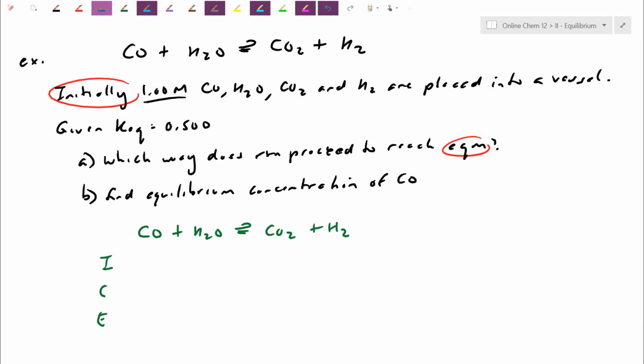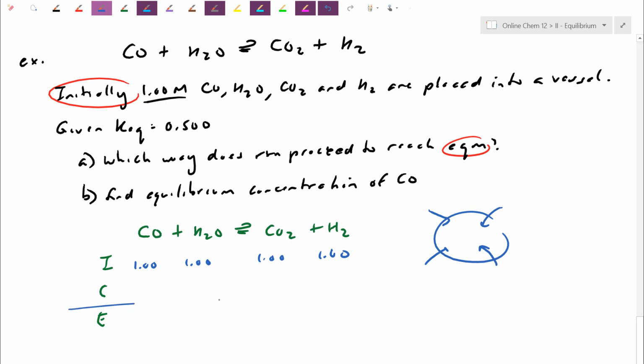This time, just to keep the numbers simple, I just use 1 molar for everything. So initially, I had a container. I pumped in 1 molar of everything. So 1 molar CO, 1 molar H2O, 1 molar CO2, and 1 molar H2. Those don't have to be the same. If I want to pump in more water, pump in more CO2, I can. We'll do that in the last question. But in this case, just to keep things simple, they're all 1s.